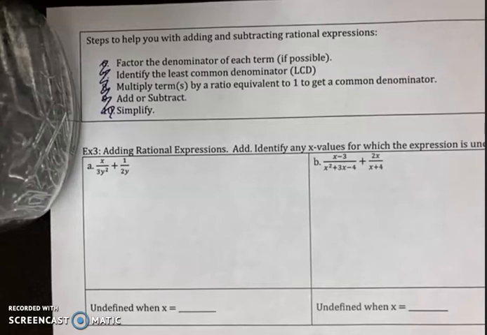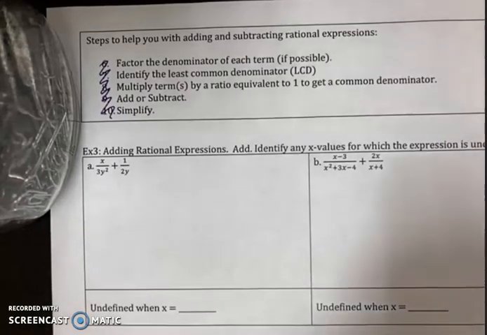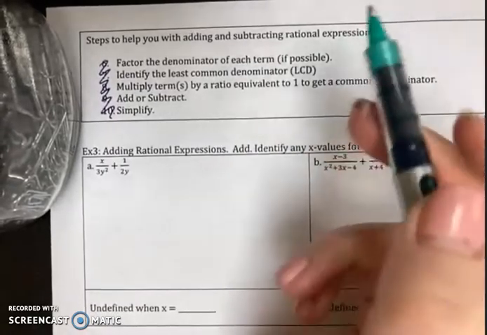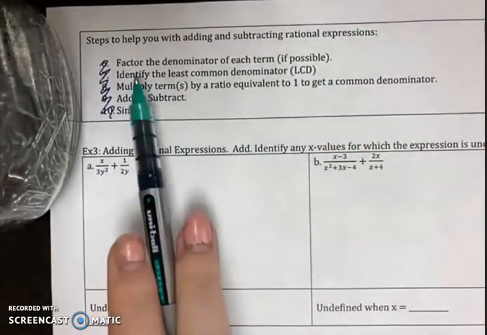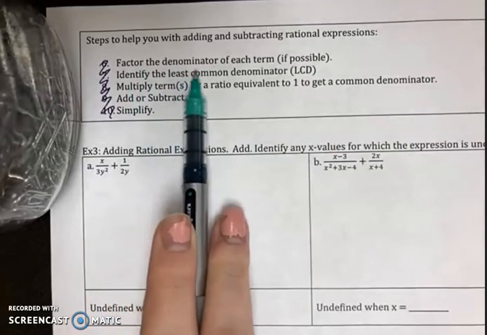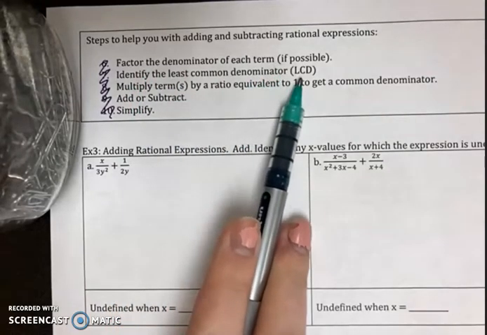Now that I've had you practice identifying the least common denominator, we're going to actually begin adding and subtracting rational expressions that do not start off with a common denominator. Let's take it slow and start with example 3, part A. The first thing that I need to do, and I'm just going to follow these steps right here, is factor the denominator of each term if possible.